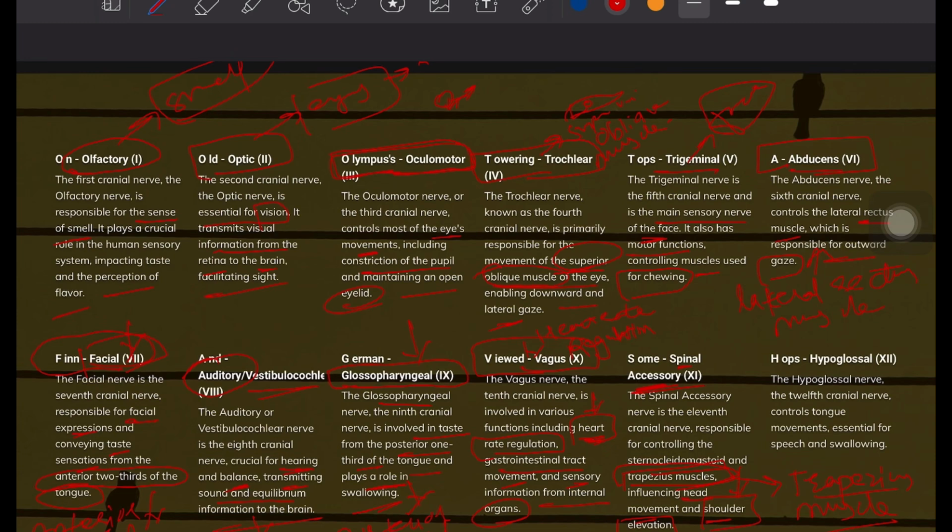Okay. Then the 12th is the hypoglossal nerve. It is the 12th cranial nerve and controls tongue movement. It controls the tongue movement and is essential for speech and swallowing. Hypoglossal is for tongue movement.